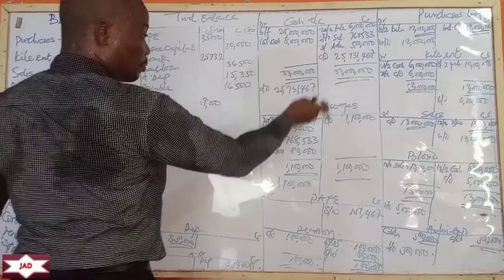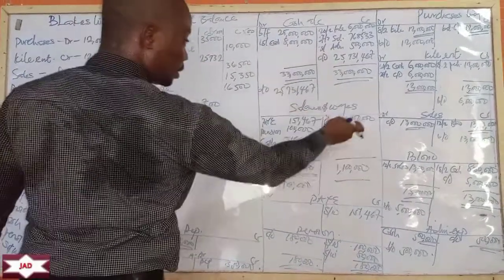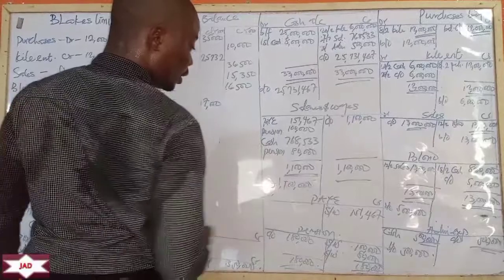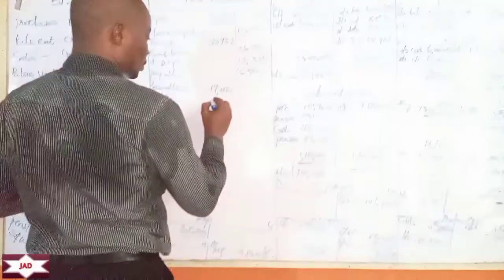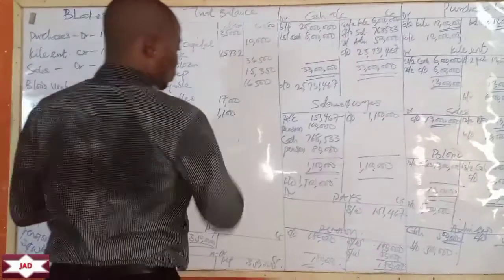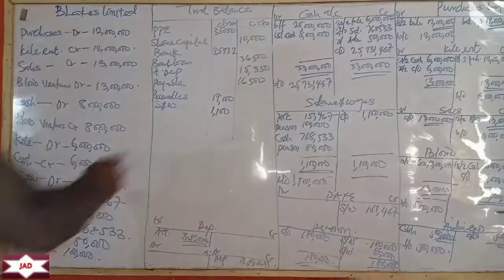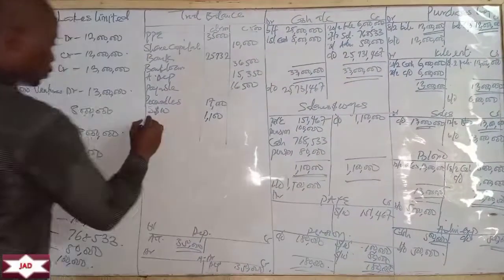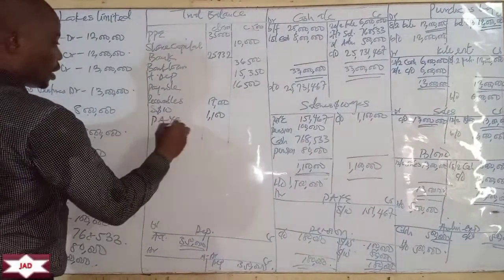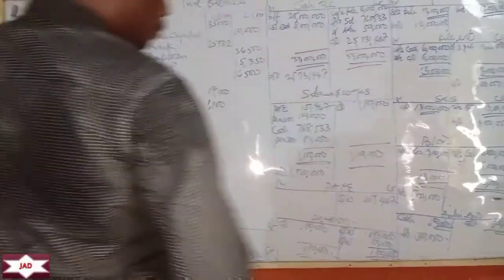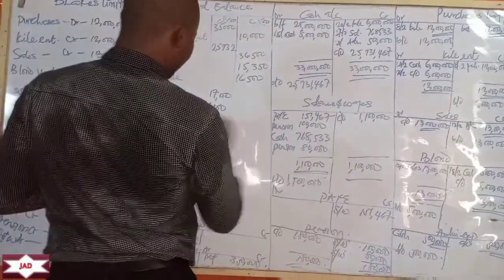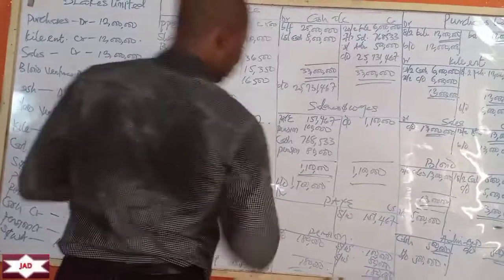We've picked cash. Have we picked salaries and wages? No. What salaries and wages? 1,100,000. So we have salaries and wages, 1,100. So what else? Pay as you earn. So we have pay as you earn. What's there? I do 151. Approximately 152. Right? So we have 152.